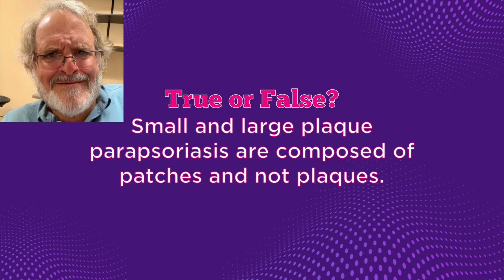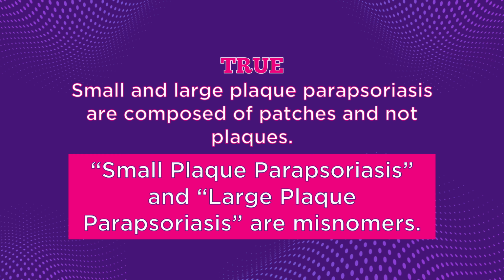All right, I may as well give you 50-50 odds so you actually have a chance. True or false? Small and large plaque parapsoriasis are actually composed of patches and not plaques. The answer is actually true. Parapsoriasis is actually made up of patches rather than plaques. Therefore, the term small and large plaque parapsoriasis is a misnomer.